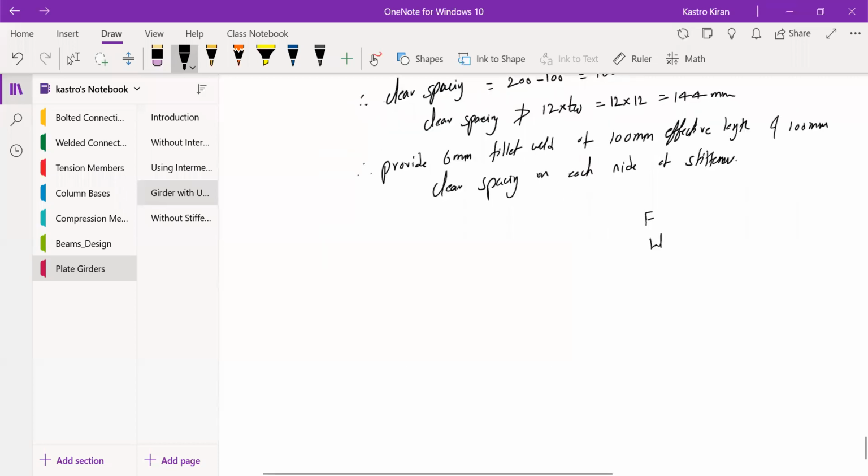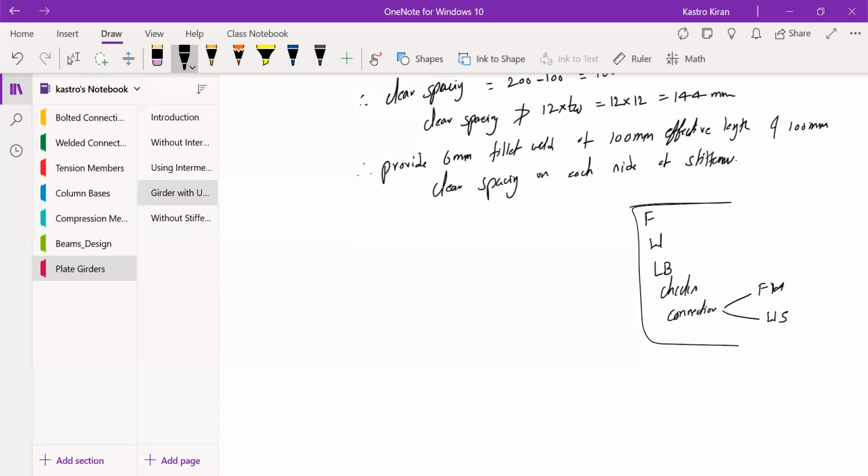Okay, so now you have found out the dimensions of the flange, the dimensions of the web, and the dimensions of the load bearing stiffener, right? You have done certain checks, for torsional web buckling, shear force in the web, flange buckling criteria, all these things you have done. And in the last step, you have done the connections, right? Again, in connections, you have two cases. One is connecting the flange and the web, and the second case is connecting the web portion with the stiffeners. Okay, this is the short case of what we have done so far.